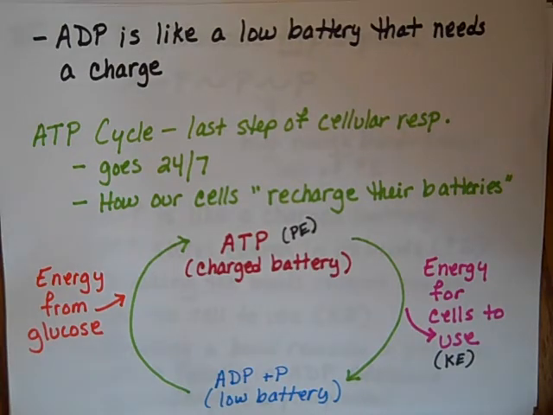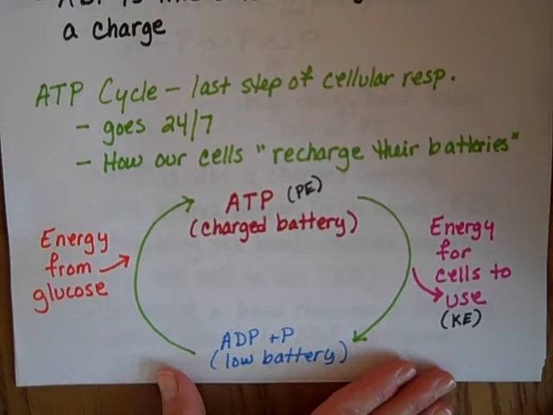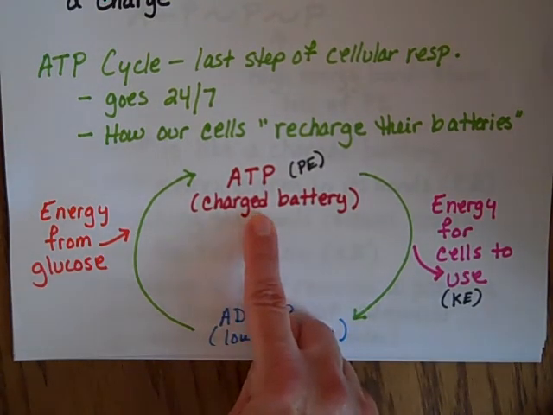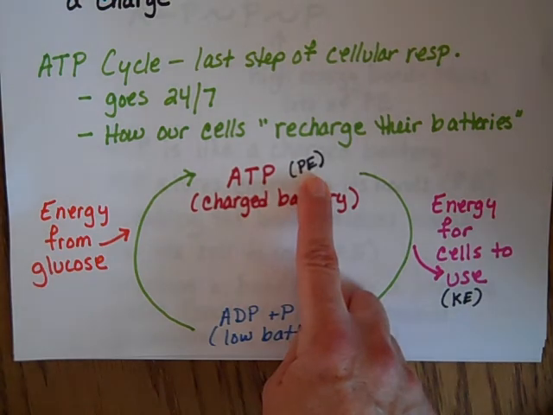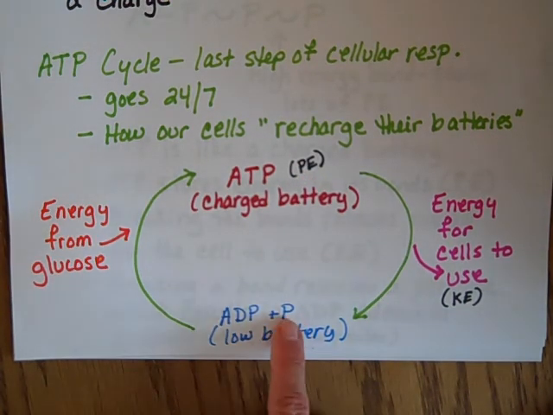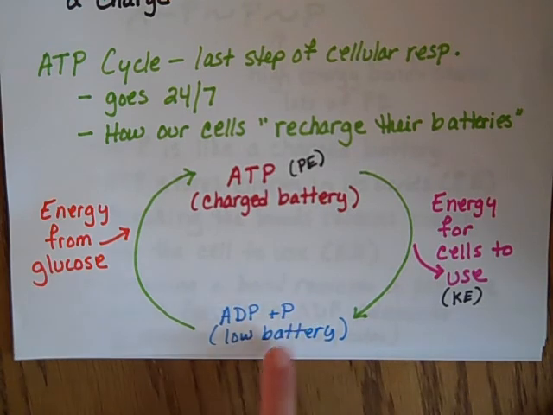So it's a cycle that happens. It's called the ATP cycle. It's part of cellular respiration. It goes on 24 hours a day, 7 days a week, and it's how our cells recharge their batteries. So it looks something like this. ATP is a charged battery, lots of potential energy in it, whereas ADP has lost a phosphate, that's why it's separated, and it's a battery in need of charging. It's low. It needs to be charged up.